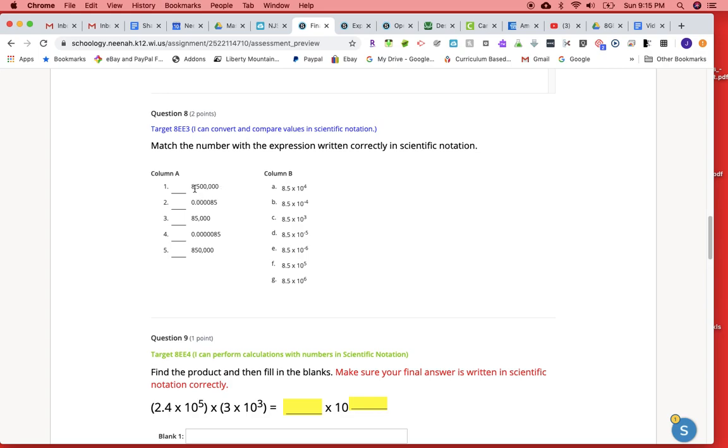Our decimal has to fall between the 8 and 5, so we're going to move it 6 places. So we're going to have 8.5 times 10 to the positive 6. 8.5 times 10 to the positive 6. That's G.